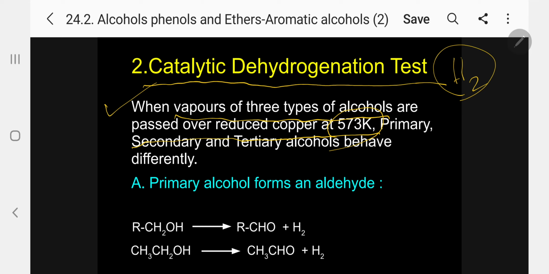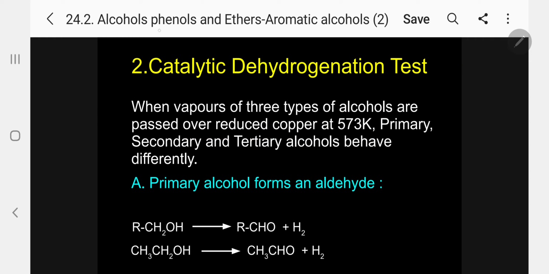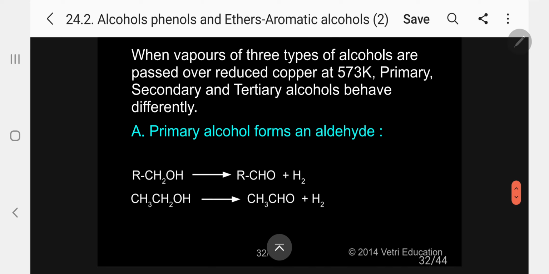At 573 Kelvin, primary, secondary and tertiary alcohol behave in different ways. Let me explain one by one. First case, the general formula RCH2OH gives the corresponding aldehyde, producing hydrogen.